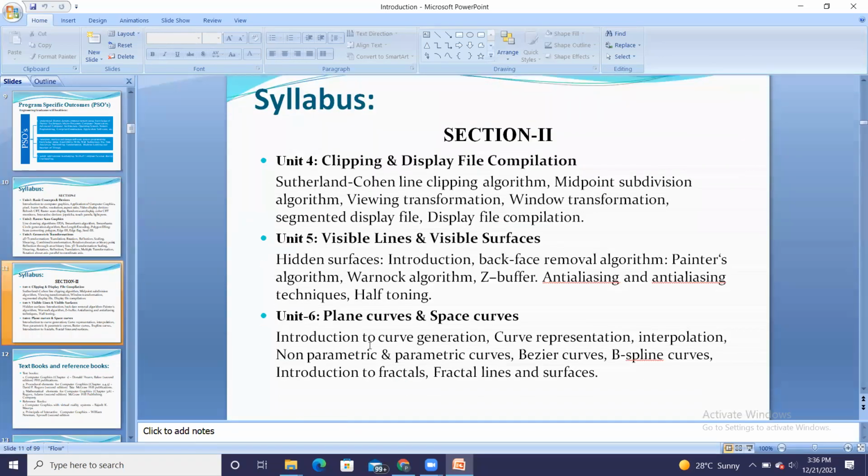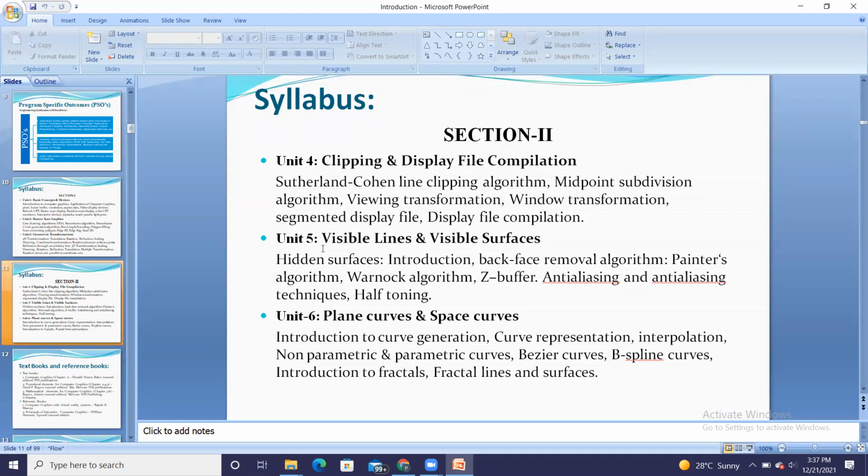Then comes your section number 2, in which you are having the 4th unit, which is clipping and display file compilation. So for clipping, we are having 2 algorithms, Sutherland-Cohen line clipping algorithm and midpoint subdivision algorithm. Then in display file compilation, we have viewing transformation and window transformation, segmented display file, and display file compilation as a whole. So this will give you unit number 4, clipping, and its 2 algorithms and the file related issues.